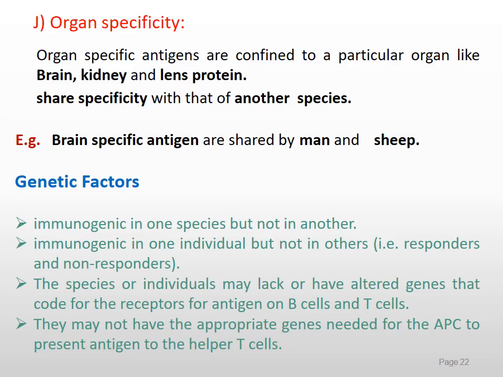Okay. So these types of specificity, that is species specificity, organ specificity, isospecificity, are related to autospecificity. These are related to genetic factors, that is, some gene or genetic factor alters or regulates the response to this type of specific antigen. Okay.